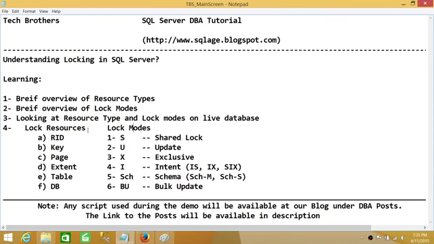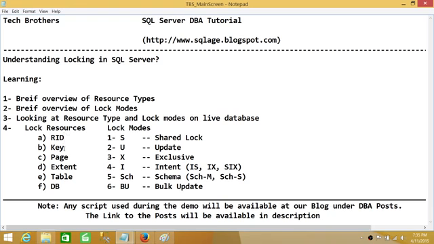As I said, lock resources means where SQL Server can place the lock. First up here is RID, which means row identifier. That means SQL Server can place a lock on a single row in a table. That is our first resource. SQL Server has a tendency to go ahead and lock the row. And the second is the key lock.